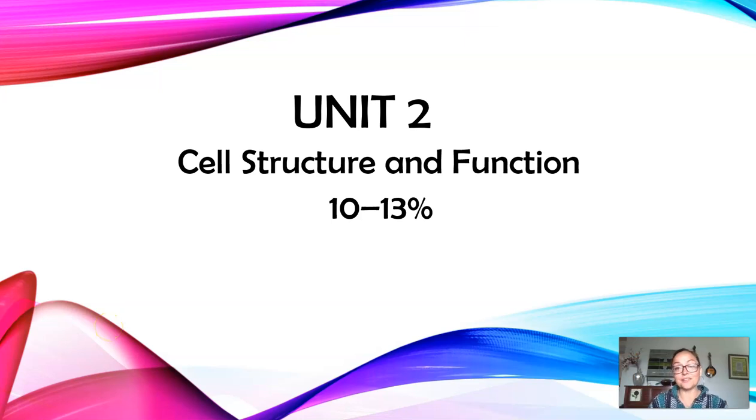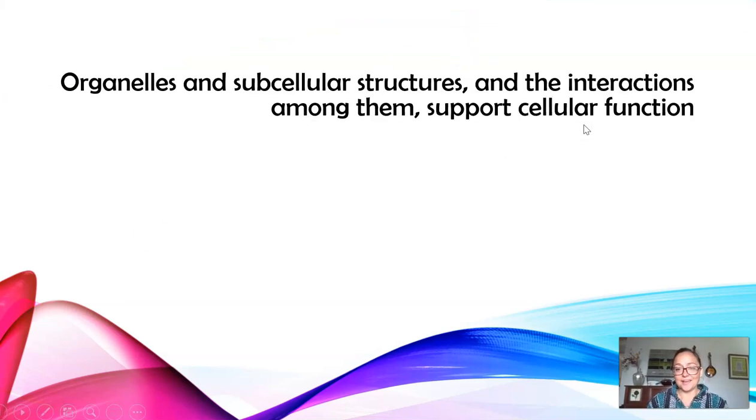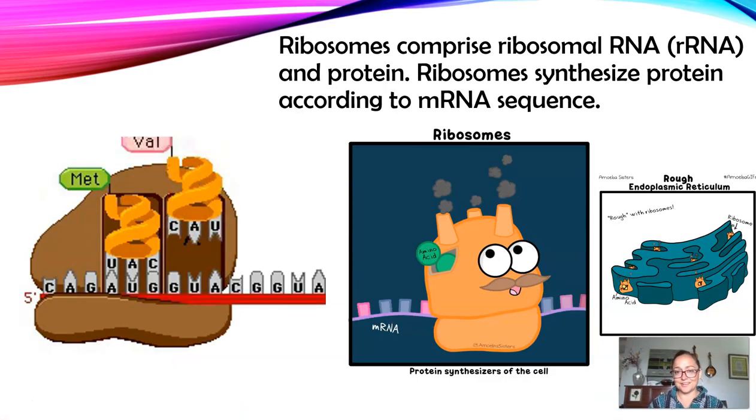Okay, so in this video, we're going to look at all of the essential knowledge that is listed in the curriculum framework for AP Bio. This is Unit 2, Cell Structure and Function, topics 2.1 all the way to 2.11. So let's go ahead and start. Organelles and subcellular structures and the interactions among them support cellular function.